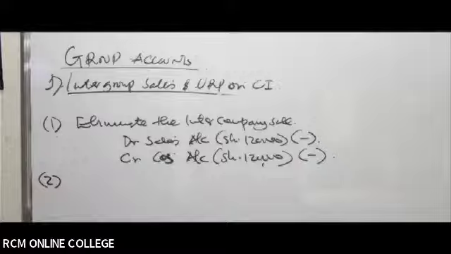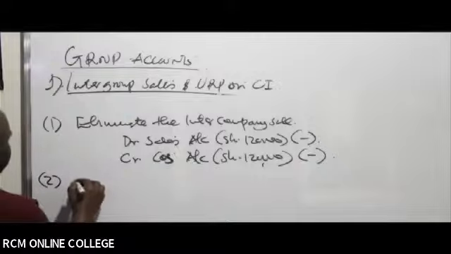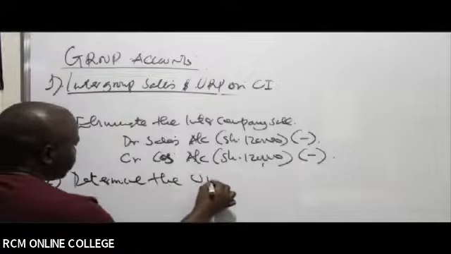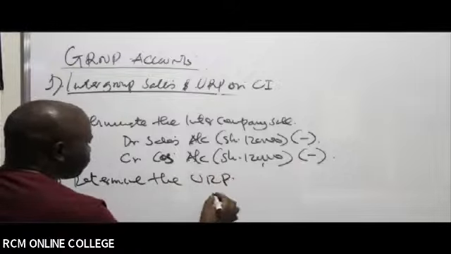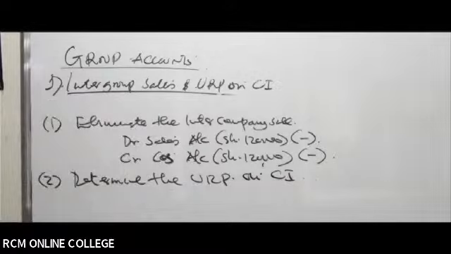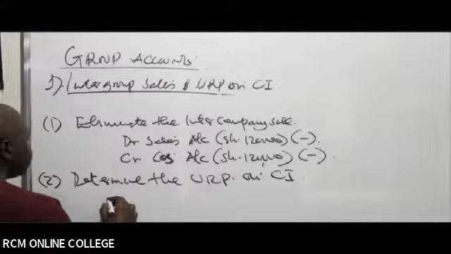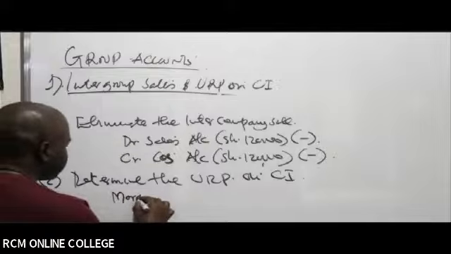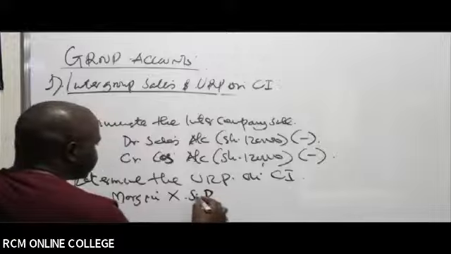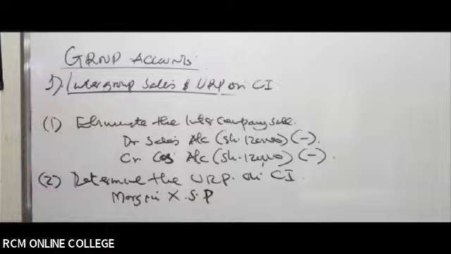Then number two, you determine the unrealized profits, and you'll also account for it. So determine the unrealized profit on closing inventory. To get this one, you'll take the margin and multiply by the selling price. You in this case multiply by the selling price.